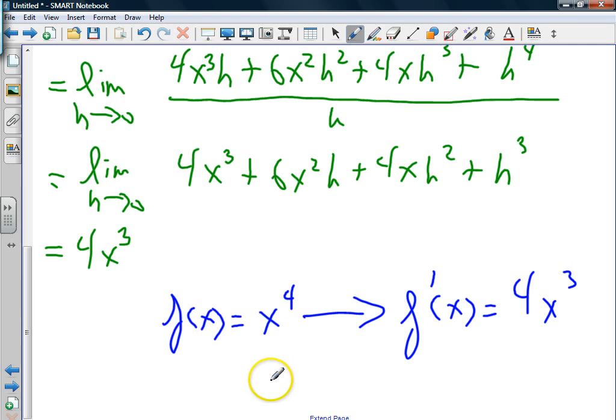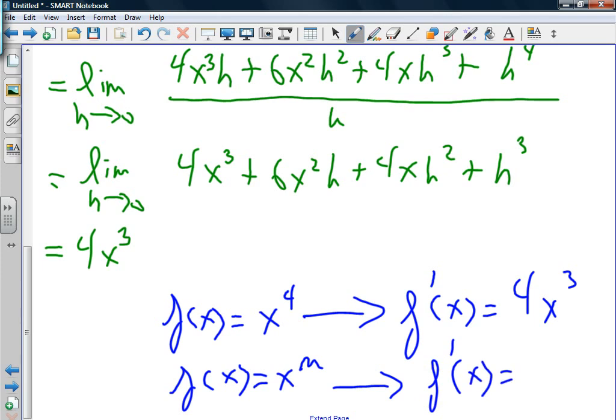So can you generalize this? What do you think if f of x is x to an integer n? Then f prime of x, what do you think it is? nx to the n minus 1. Is that true for all n's? For any n in integer?